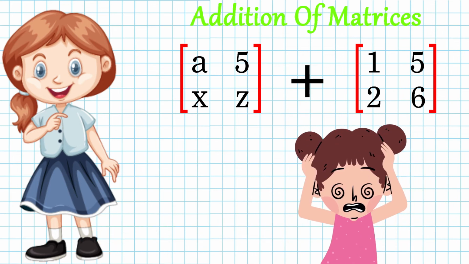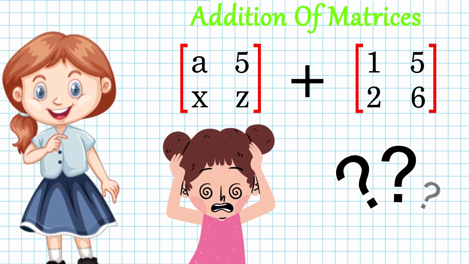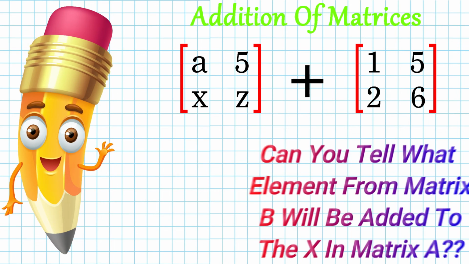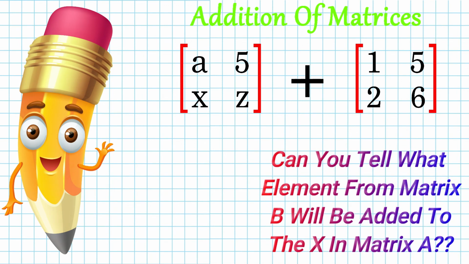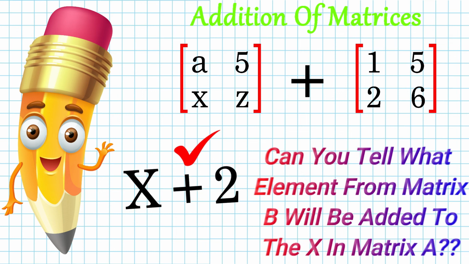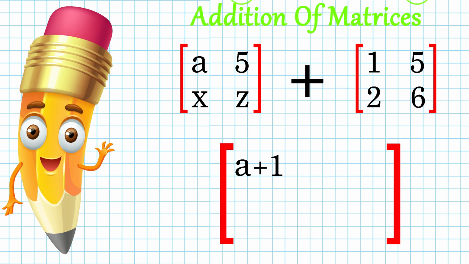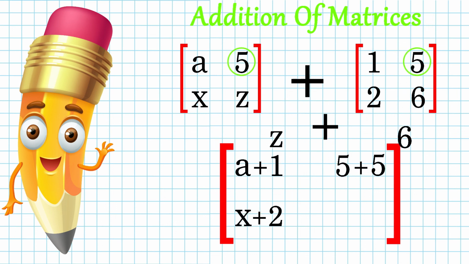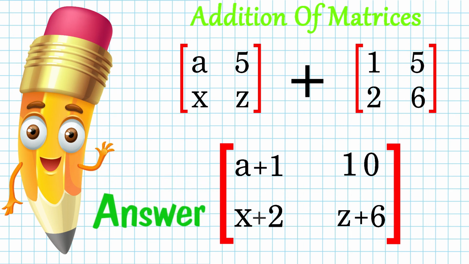But you would be wondering how we would add numbers and alphabets. Don't worry, it's easy. Before we proceed, can you tell what element from matrix B will be added to the x in matrix A? If your answer was x plus 2, you were right. As we cannot add the alphabets with the numbers, we will write them like a plus 1. And where we have numbers, we will add the numbers. So the result matrix is a plus 1, 10, x plus 2 and z plus 6.